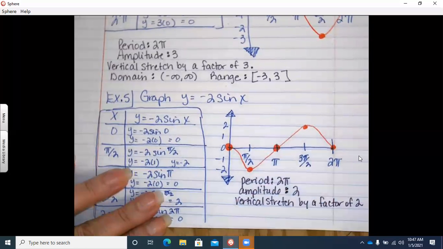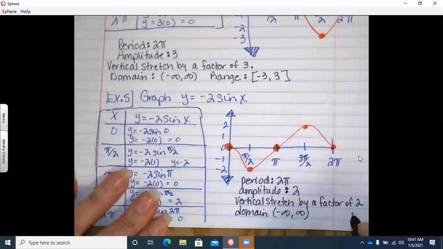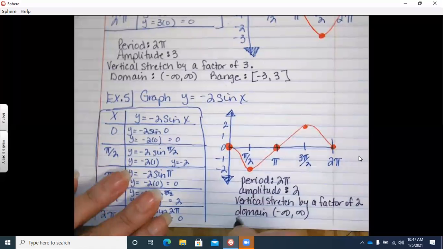What's my domain? Negative infinity to positive infinity, or all real numbers. And what's my range? -2 to +2. And those are included, so we use the bracket.